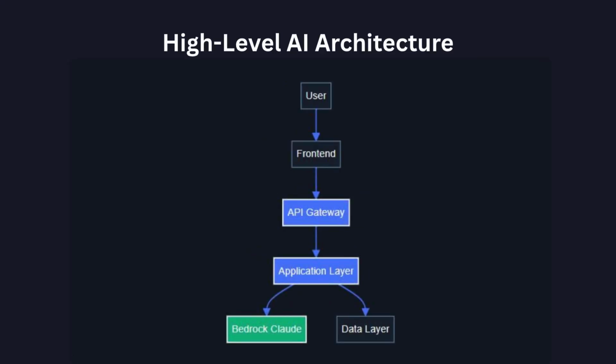High-level architecture. The architecture of a production AI system is layered for clear responsibility. The front end captures user input and displays responses. The API gateway handles request routing and access control. The application layer orchestrates business logic. Bedrock Claude performs model inference. The data layer provides persistent storage and vector retrieval for knowledge grounding. Each layer has a single, well-defined role, making the system maintainable and scalable.